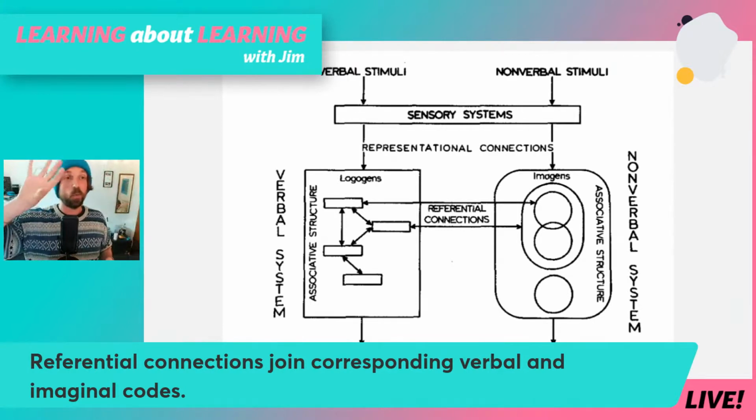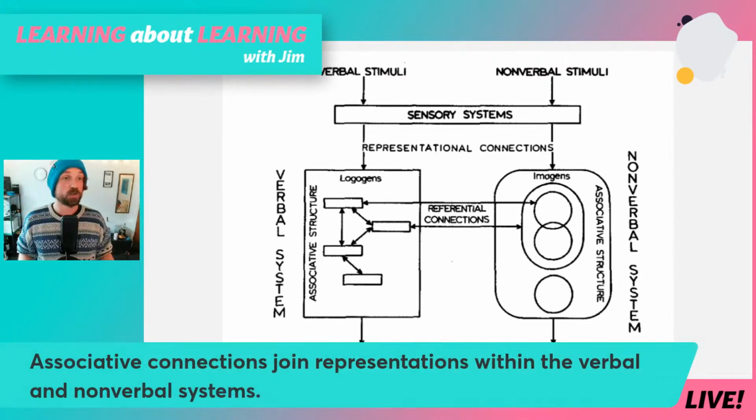And then within each of those systems, there are links called associative connections. So associative connections join representations within the verbal and non-verbal system. Actually, this connects a little bit back to some of the work on phonics last week, where one of the ways to help kids learn language is through creating these associations.